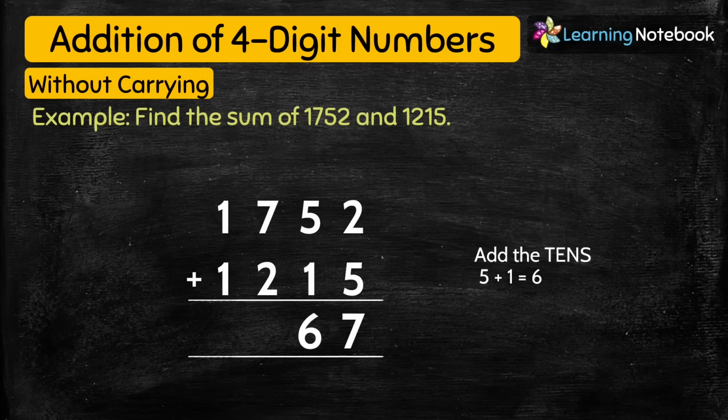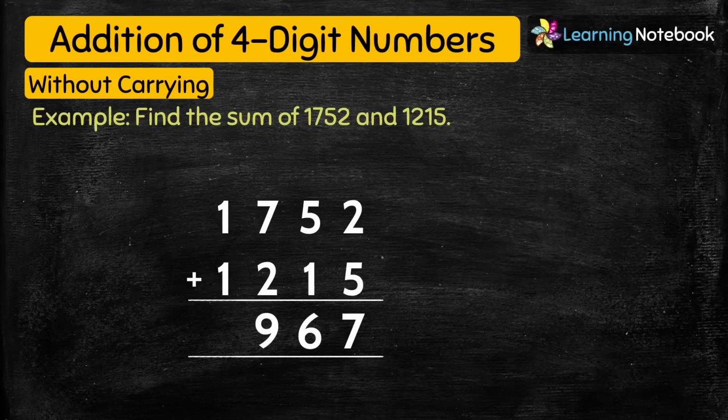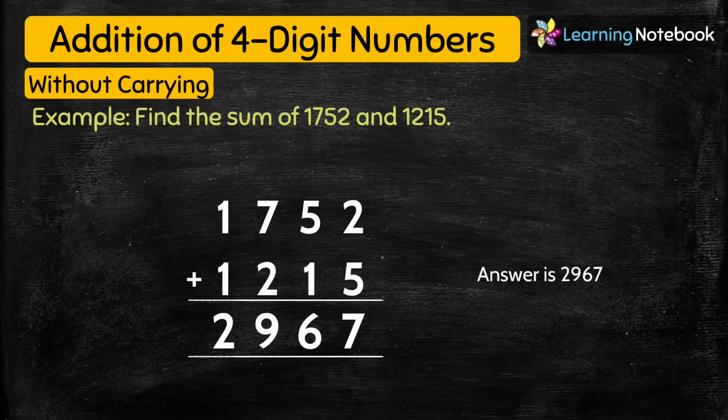Now, let's add the digits at hundreds place. 7 plus 2 equals to 9. And then we will add the digits at thousands place. 1 plus 1 equals to 2. So students, our answer is 2967.